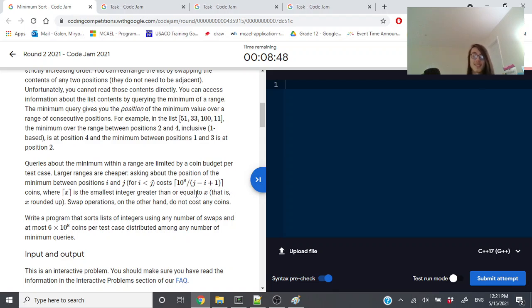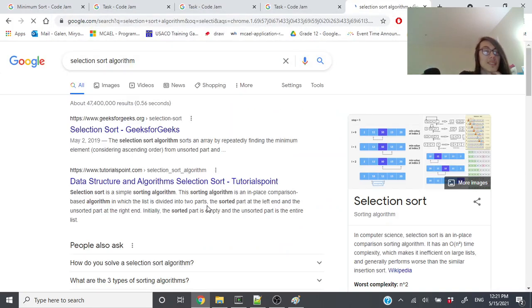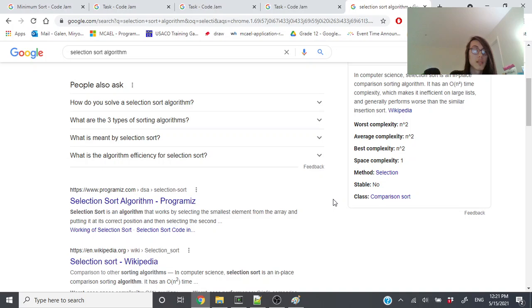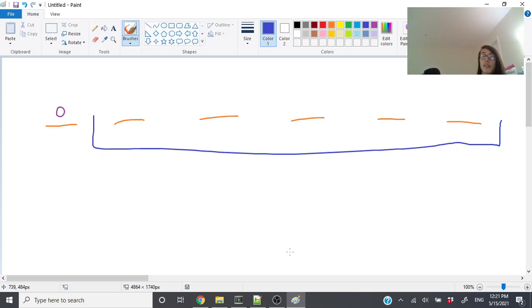I think so. Wait, hang on. I need to make sure I'm talking about the right thing. I remember the sorts, but yeah, repeatedly find the minimum. Let's just divide into 2 parts. Yeah, okay. Take the smallest element. Yeah. Right.